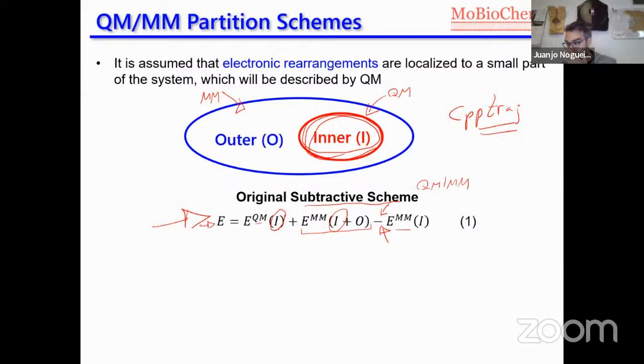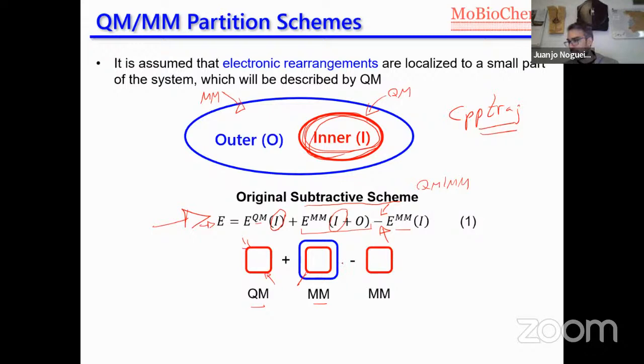Okay, good. So this is the graphical representation of the equation. Here we have the inner system, represented in red, computed at quantum mechanical level. Then we have the full system, the inner plus the outer region, which is computed classically. And as I said, the inner region appears two times, so we need to subtract the inner region at classical level. This is the graphical representation.